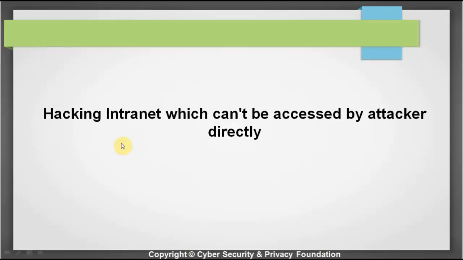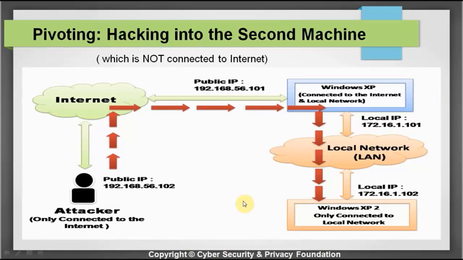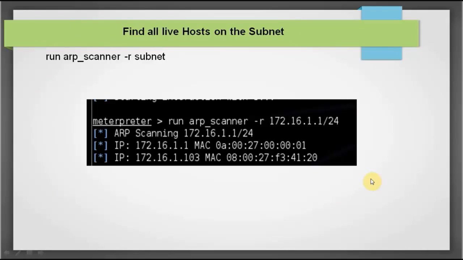So you can see the intranet can't be accessed by the attacker directly. So what he's going to do is pivot from this computer to here. First he has to find all the computers in that local subnet. So he's going to run an ARP scanner for that 172 series. Just imagine that the 192 series is the public internet, and 172 is the local private LAN. So he's going to run an ARP scan, and this will give the different machines in that network.